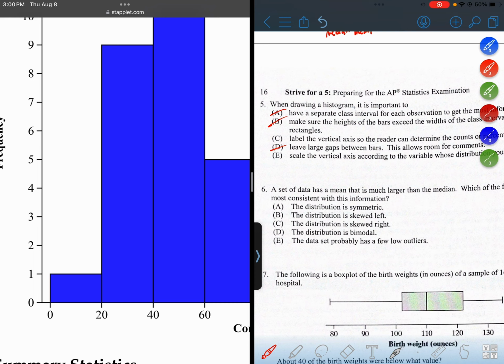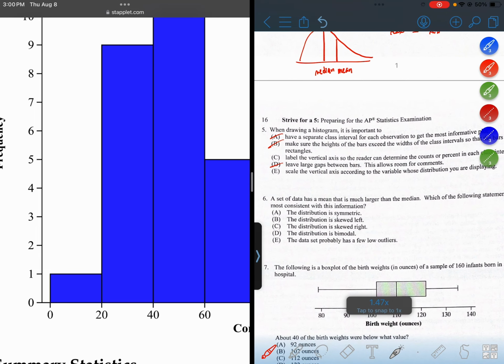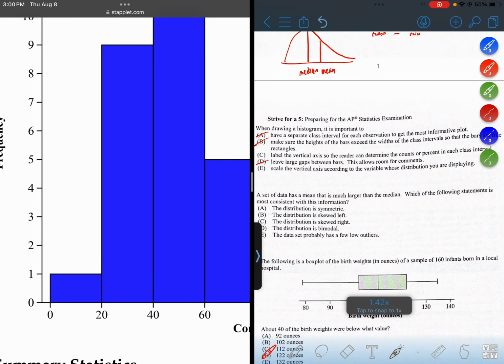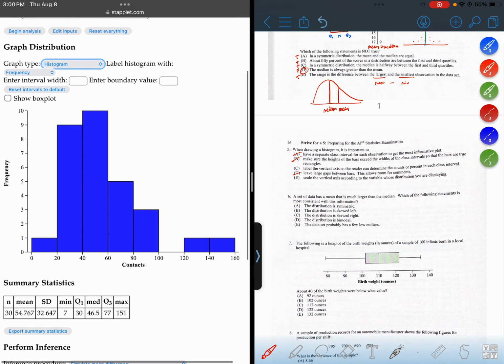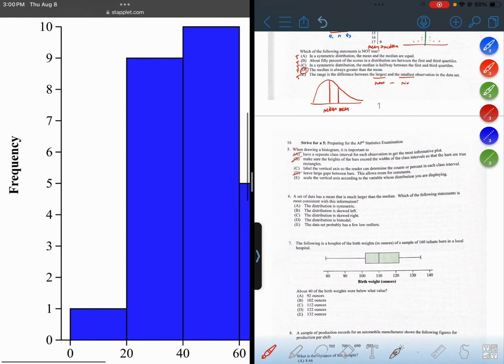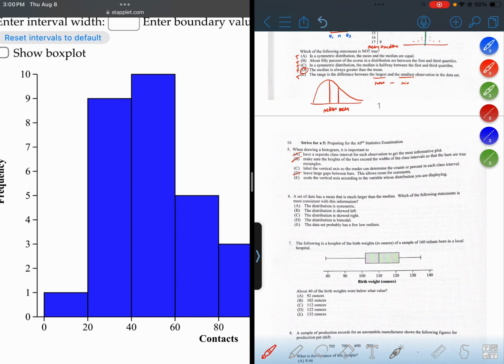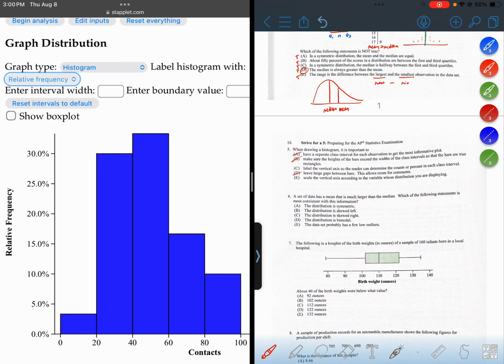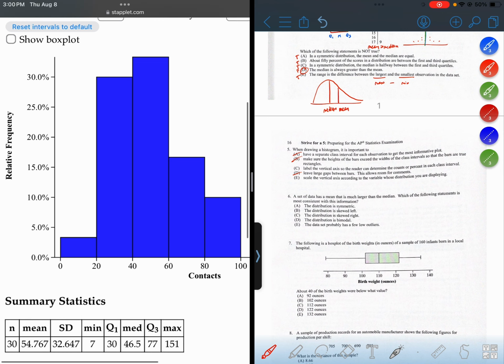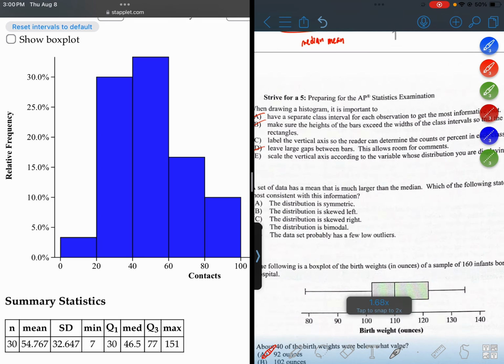C, label the vertical axis so the reader can determine the counts or percent in each class interval. Here we do have a vertical axis labeled as frequency, scaled 0 to 10, so that makes it very easy to see that, oh hey, there were 10 values between 40 and 60. We could also change it to relative frequency and get percentages. So yes, you'd have to label whether it's frequency or relative frequency. So C, I think, is worth saving.